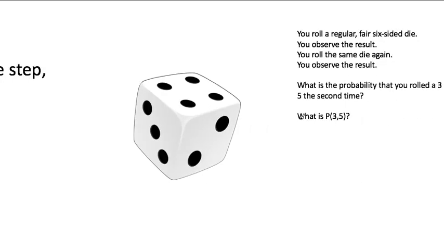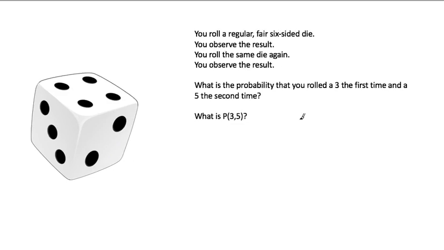Let's say I'm rolling a die here. I roll the die the first time, and I observe the result. Then I roll it a second time, and I look at the result then. So if I wanted to calculate the probability that I rolled a 3 on the first roll, and then a 5 on the second roll, or another way I'd write this is, what is the probability of 3 and then 5, then I would calculate the probability of getting a 3 the first time around, and the probability of getting a 5 on that second roll, and then I'm going to multiply those two together, right?